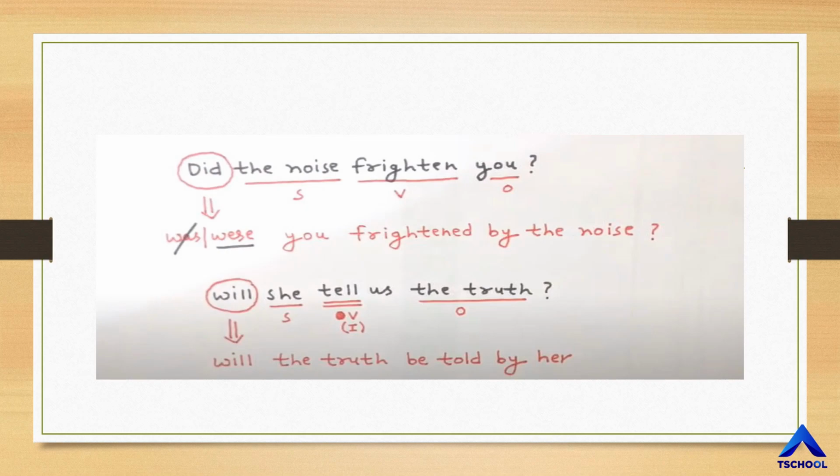She becomes her, a special case that we have discussed in part 1. Again I am telling, tell would be converted to told. Will remains as it is because it is a modal, so there would be no changes. So the answer would be: will the truth be told by her.